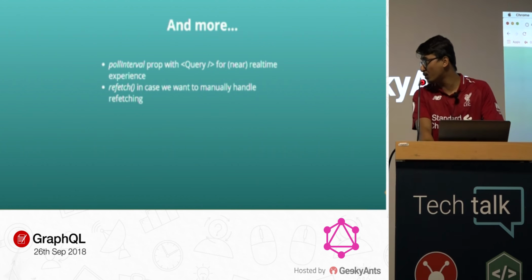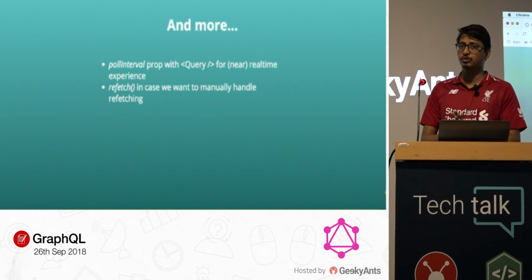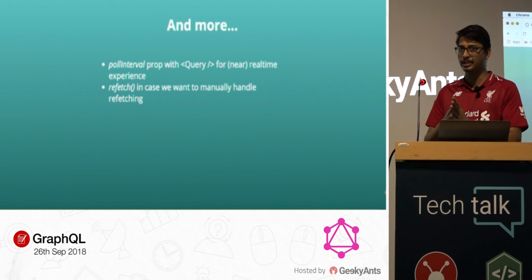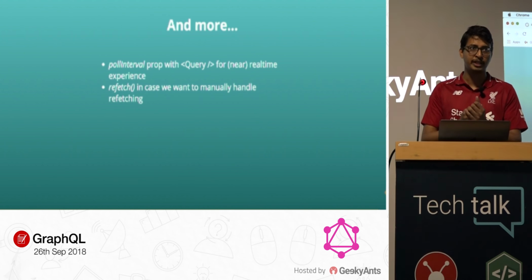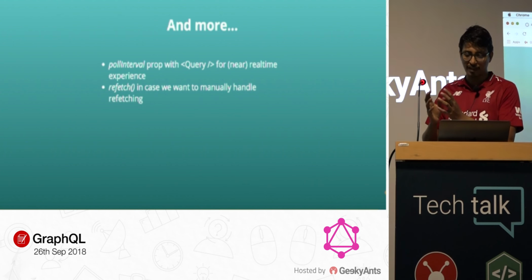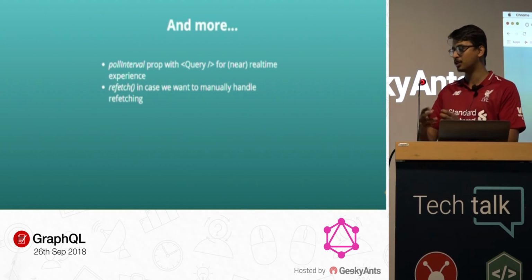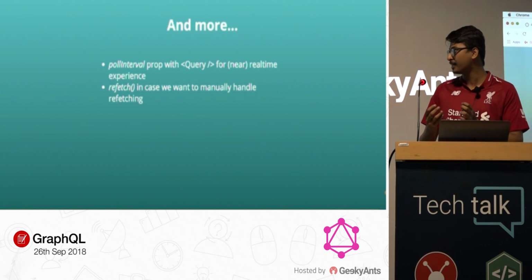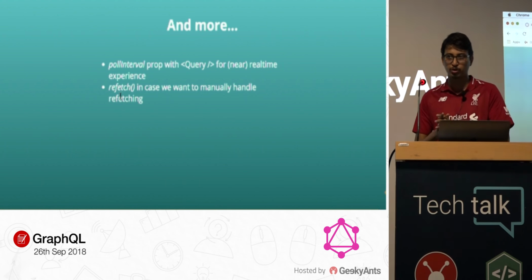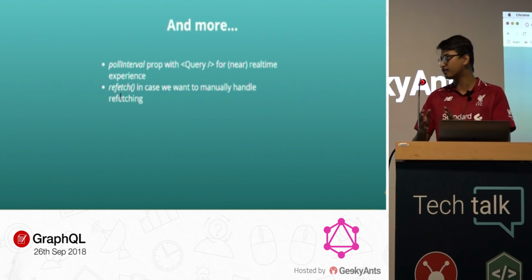There are more things. In the sense that we want a real-time database, it's not possible without subscriptions, but we can have a polling interval. What polling interval will do is that if we give a time of 500 ms, then every 500 ms it will refetch the query to see if something new has been added. And we also have the refetch function, like I said before. If you want to do it manually instead of polling after every interval, we can do it using refetch.